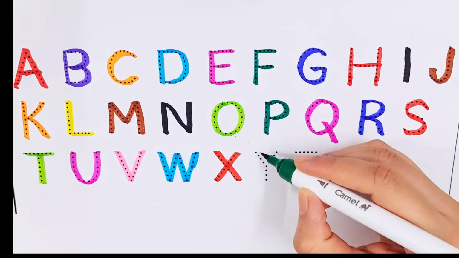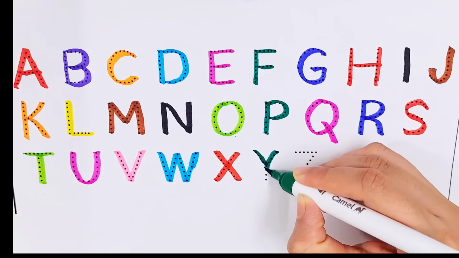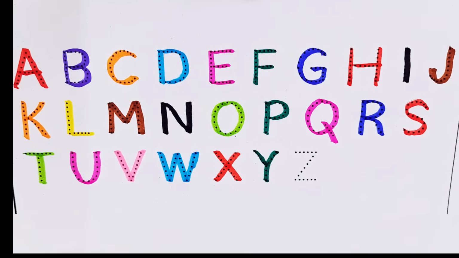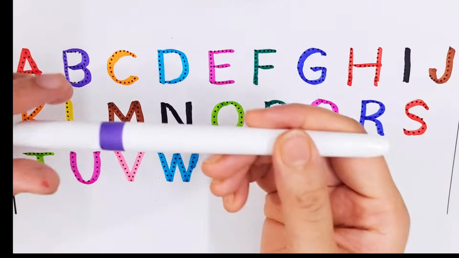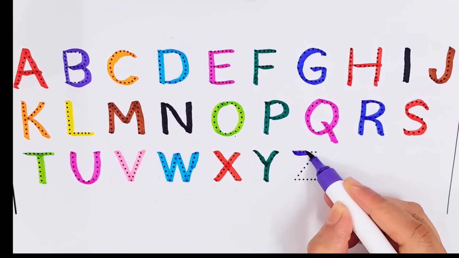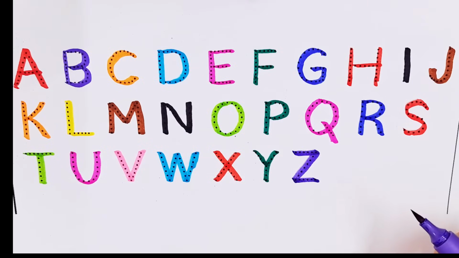Dark green color. Y for yak. Violet color. Z for zero.